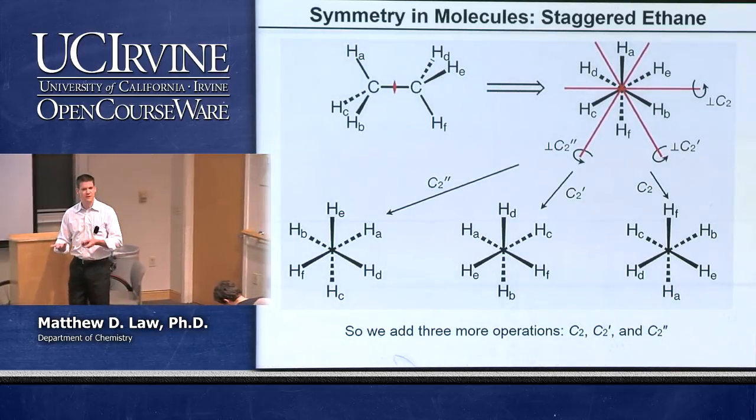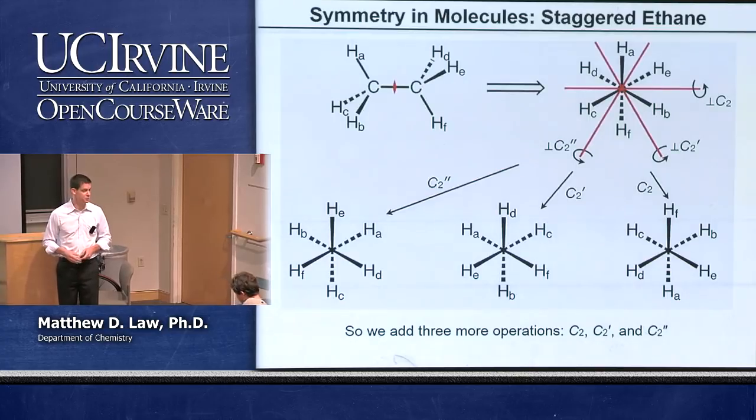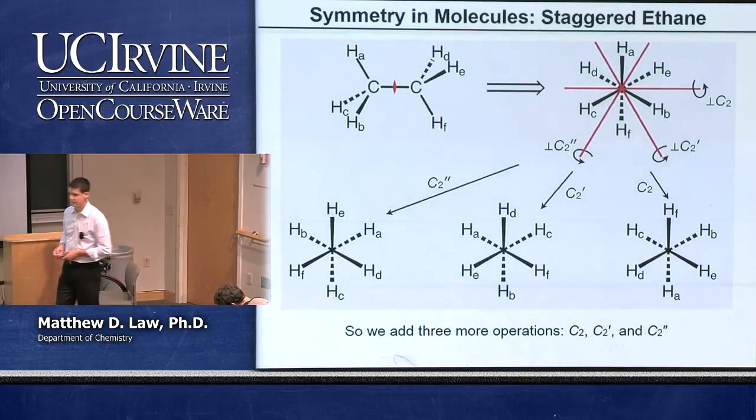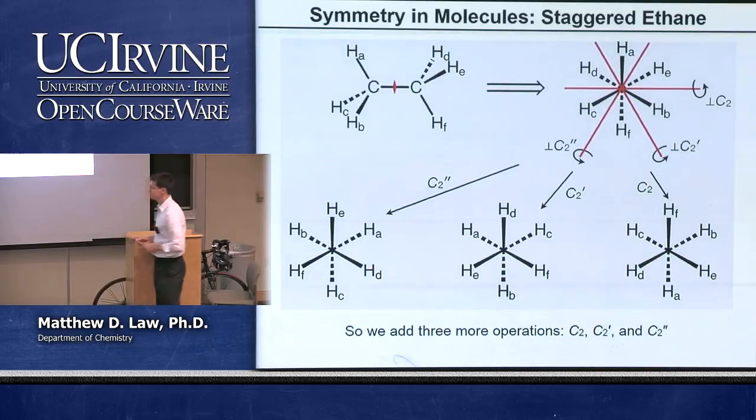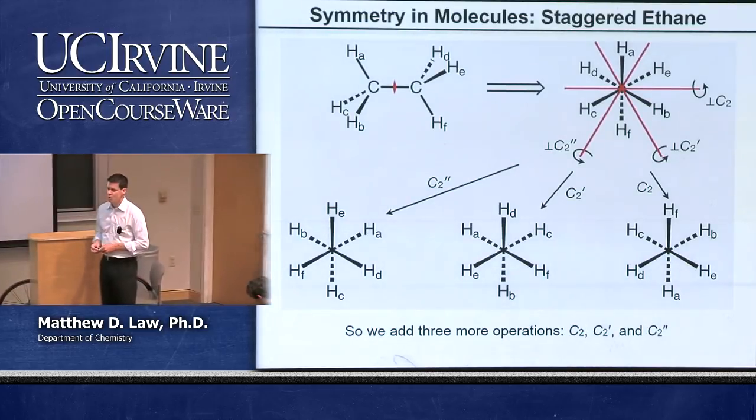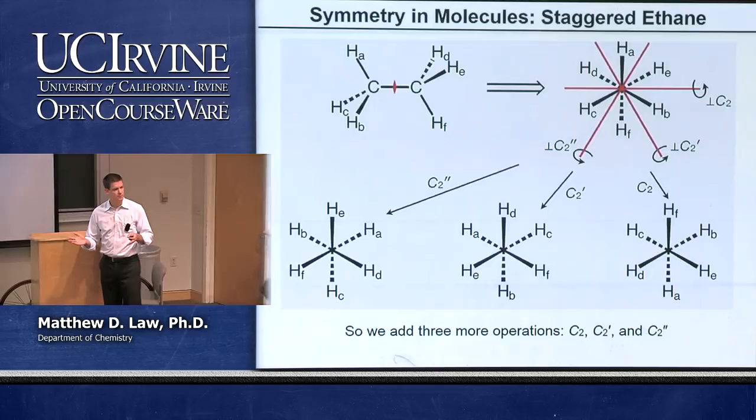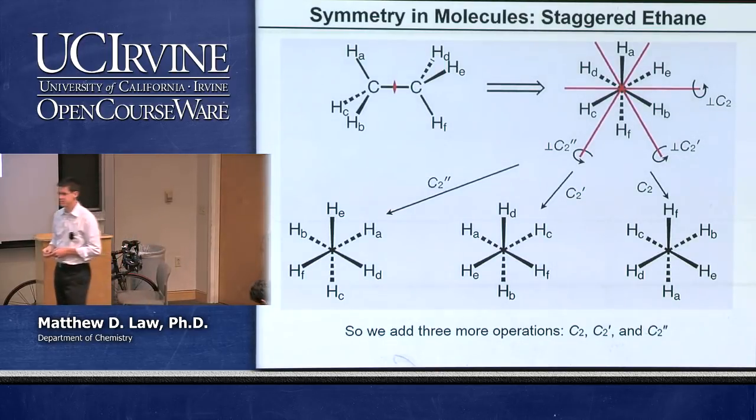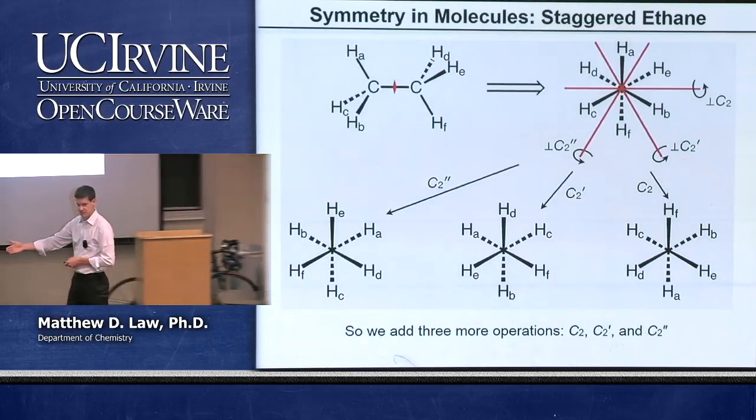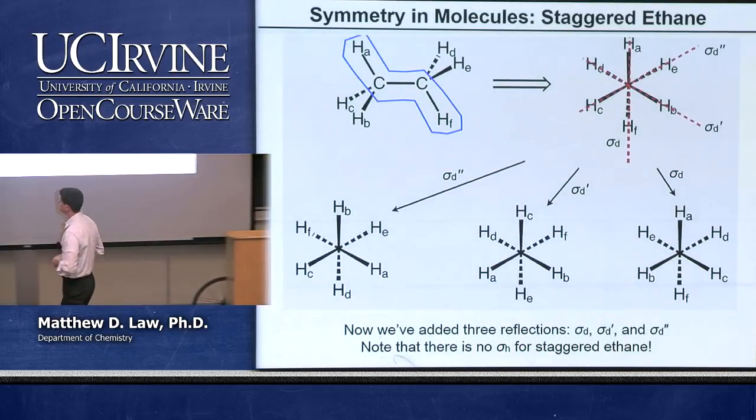Okay. So now we have 6 symmetry operations that we've built up for staggered ethane. Right? We have the C3 and its variations, and we have these perpendicular C2s. That describes all of the proper rotations for this molecule. Okay? We can't find any additional proper rotations. Let's move on to reflections, okay, as the next symmetry operation that we care about.